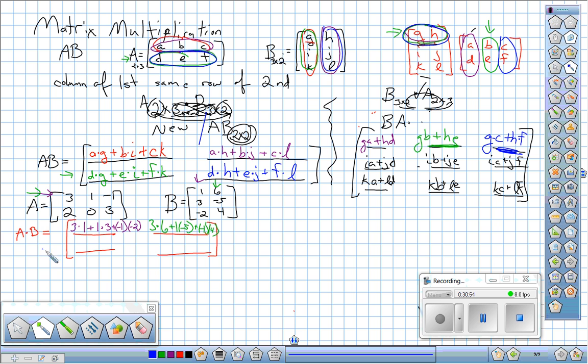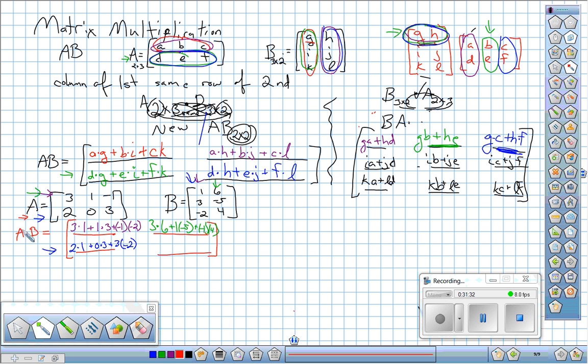And then I'm in my bottom left. If you want to make little colors, that is helpful as well. Or erase your arrows every time you start on a new one so you can remember where you're at. I have 2 times 1 plus 0 times 3 plus 3 times negative 2. Every time I have a negative, I usually write it in parentheses, just to keep it from looking like a minus sign, because it totally will start looking like a minus sign eventually.